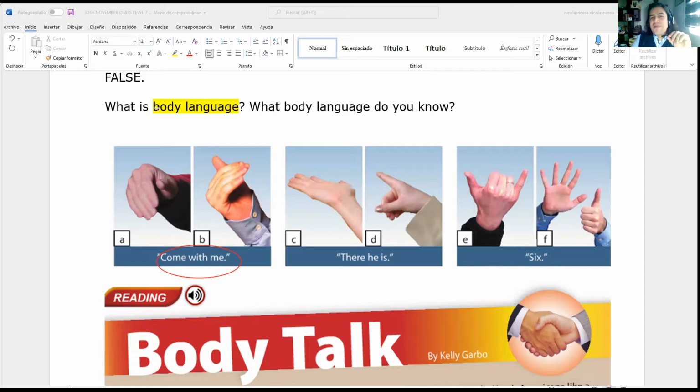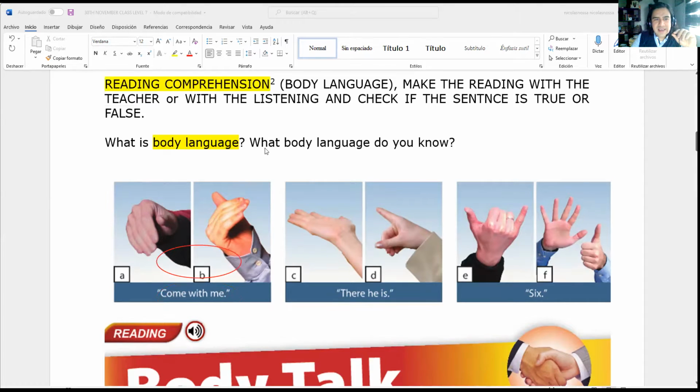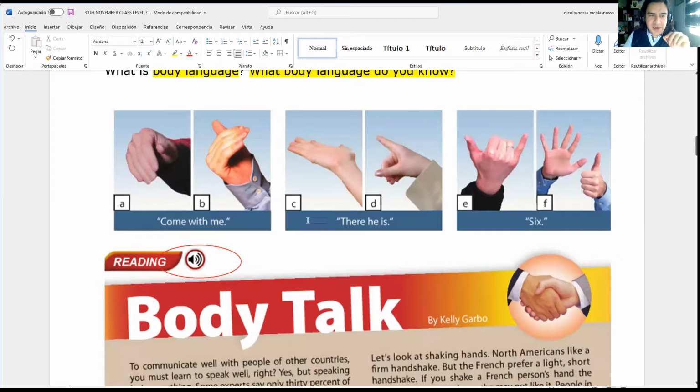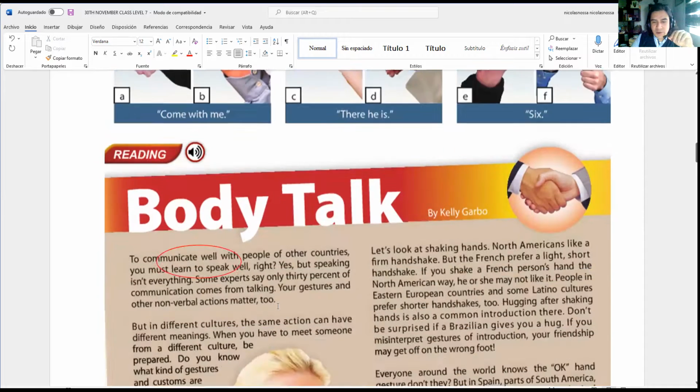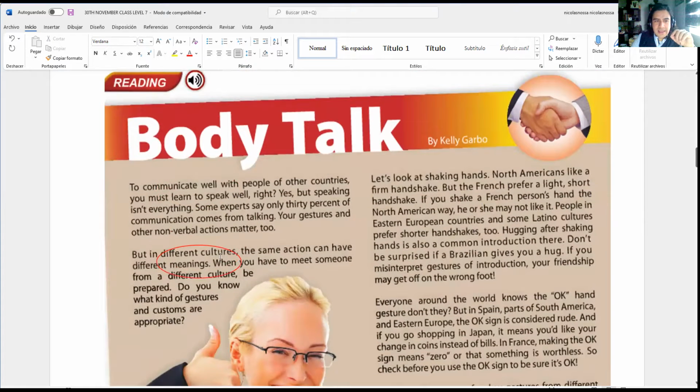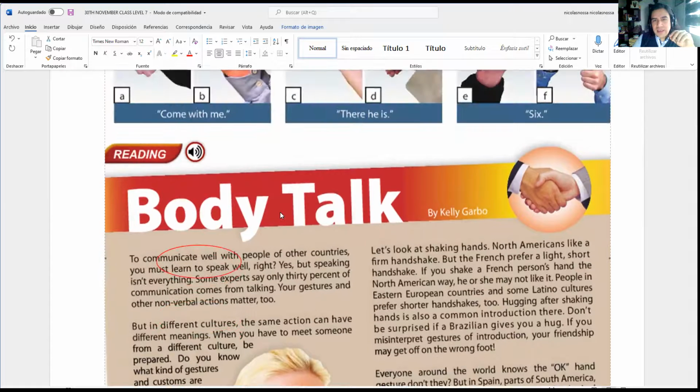So what body language do you know? All right, we are going to check this in class. Lo revisamos en clase. What body language do you know? What is body language according to this explanation? But first, guys, vamos a hacer la lectura, ¿listo? Como les decía, si quieren hacen conmigo o adjunto también el listening, de pronto si alguno quiere hacerla con el listening original o conmigo, whatever, ¿listo?